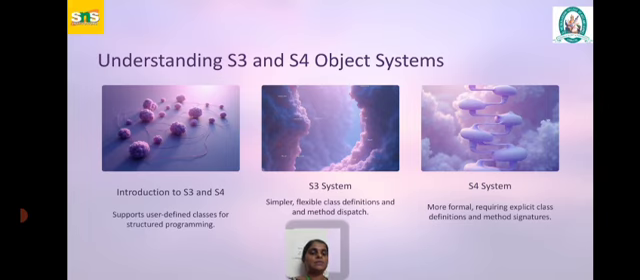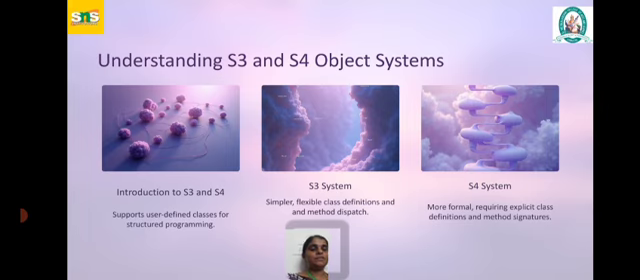Next, what is the S4 system? The S4 system is the opposite of S3, that is, it's more formal, requiring explicit class definitions and method signatures. So S4 is more strict, formal and safer also. It's used when we need to clearly define the structure of an object, or when we work with real data sets. We go with the option of S4, with exact attributes called slots and their data types. S4 is like writing your notes in a ruled notebook with labels and margins. So it's very organized.